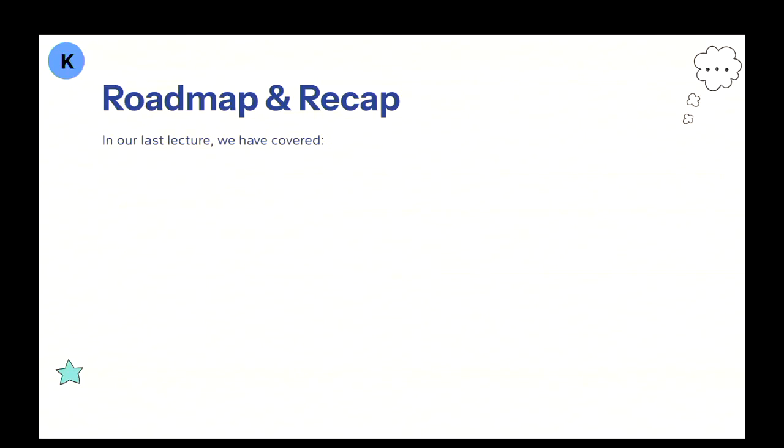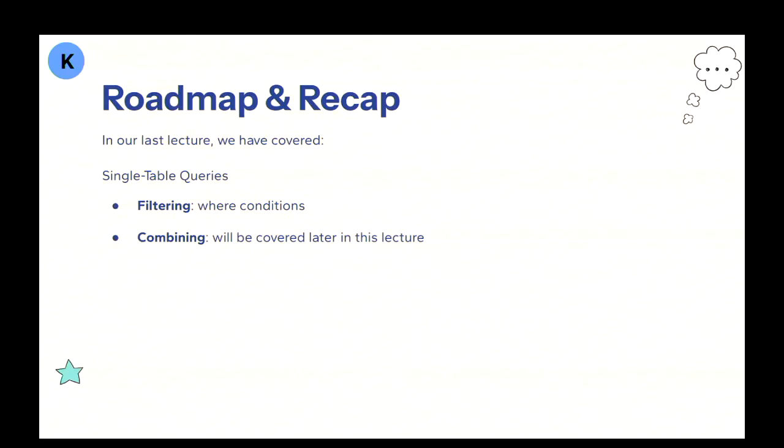And in our last lecture, we have also covered the single table queries. So here are some features provided by SQL for doing queries. The first one is filtering. We can use where conditions to filter the data we would like to fetch or retrieve. The second one is combining. We can combine data from different tables, and this will be covered later in this lecture.